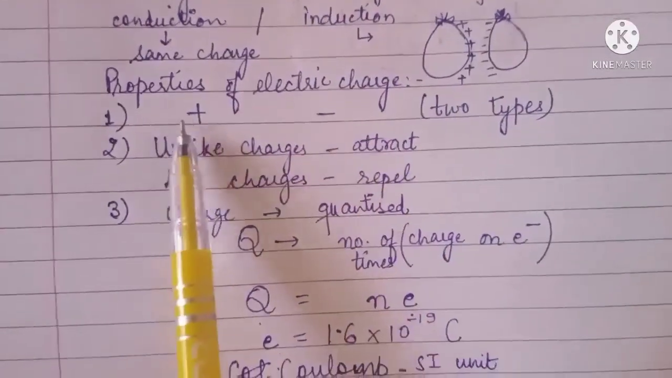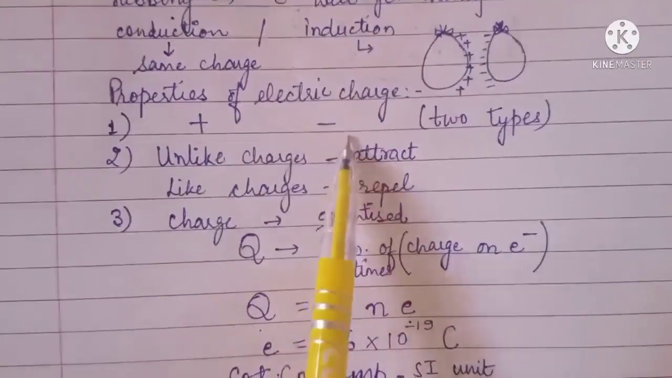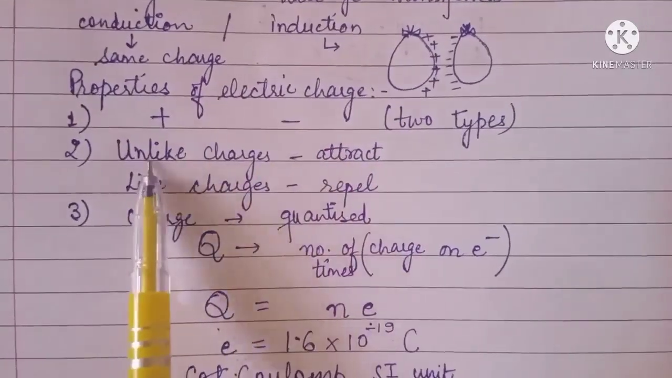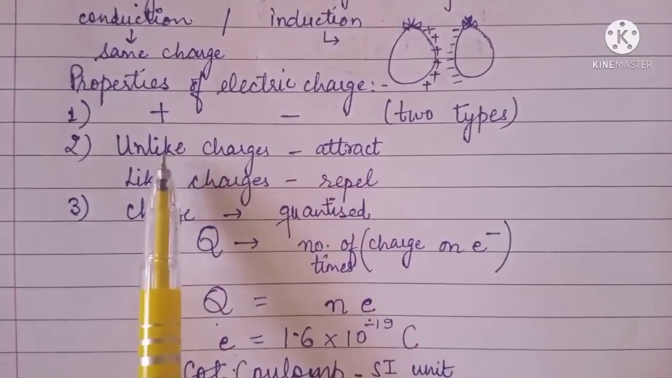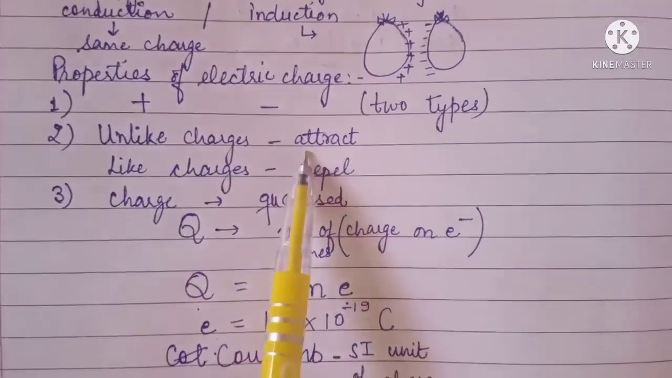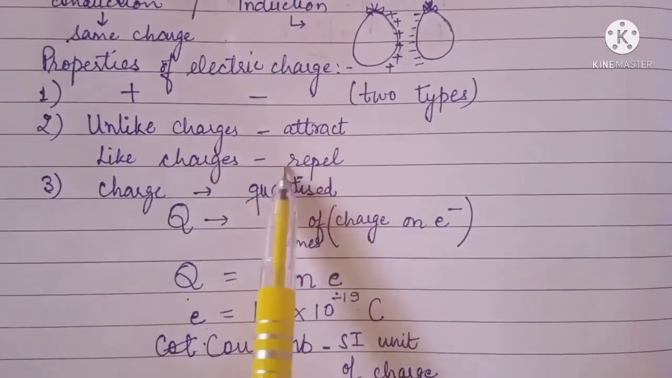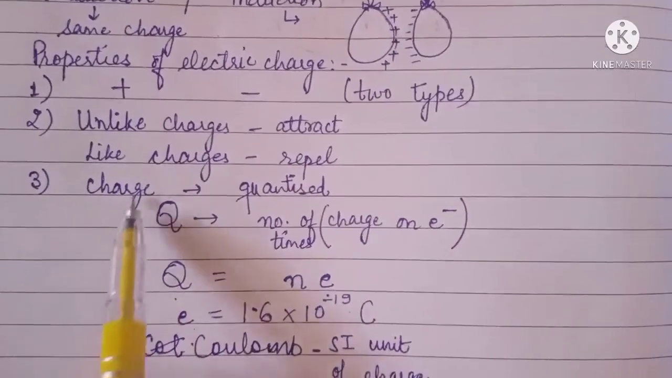Let's study about the properties of electric charges. So the first thing is that charges are of two types, positive and negative, of which the unlike charges, means one positive and one negative charge, will attract each other, and like charges repel each other.